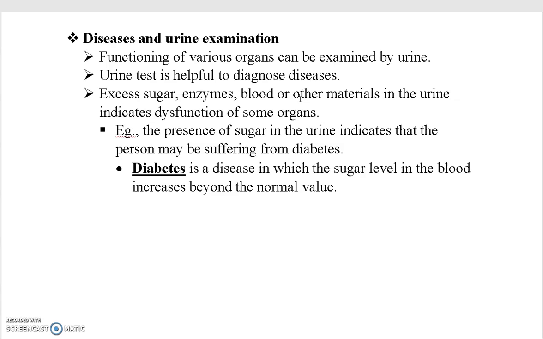Our blood does have sugar, but it has a normal level of sugar. So the sugar level may be of normal value in a healthy person. But if this value increases beyond the normal value, then the urine test indicates the presence of sugar. So doctors can look for diabetes, and they can change their plan of treatment accordingly.